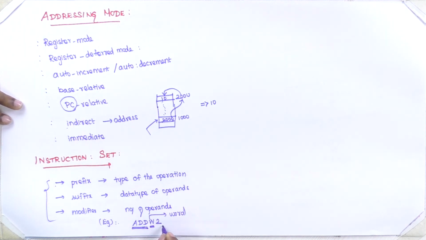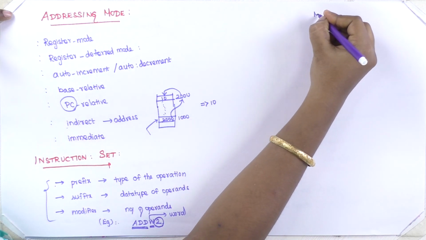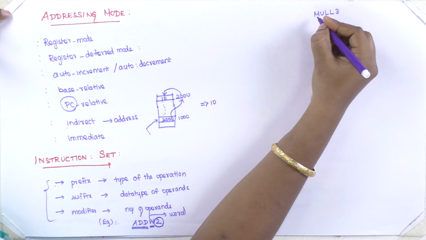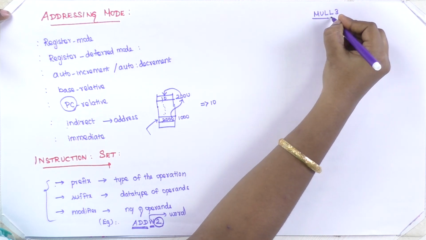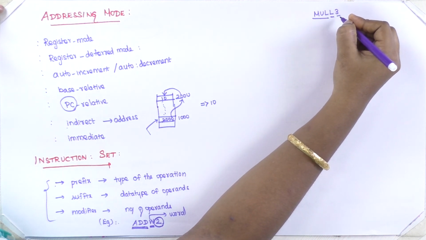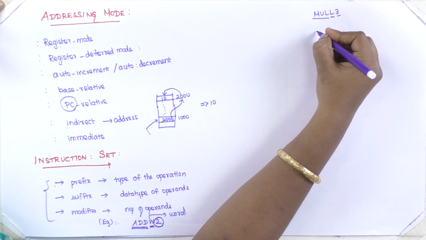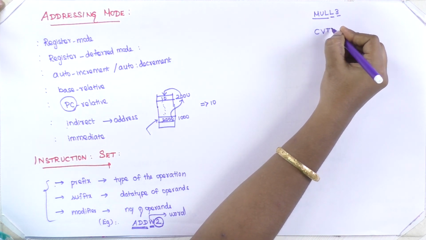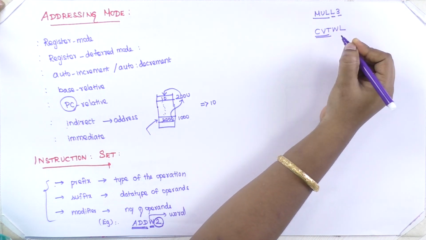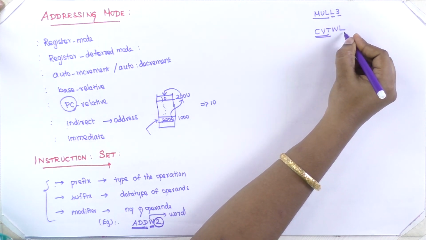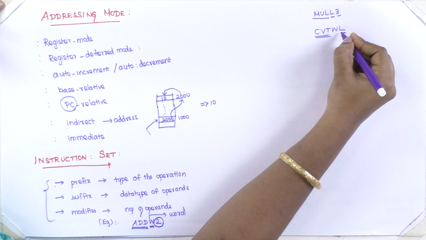Then a modifier which denotes the number of operands. 2 denotes 2 operands. So we are adding 2 word operands. Next example, MULL3. MUL is our operation, multiplication, and L denotes long word, and 3 is the number of operands. That is, we are multiplying 3 long words. Another example, CVTWL. CVT denotes conversion, and we are converting a word to a long word.